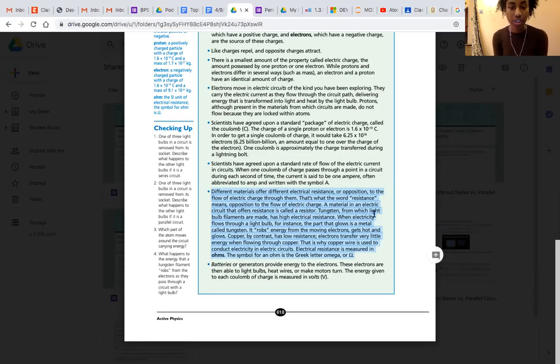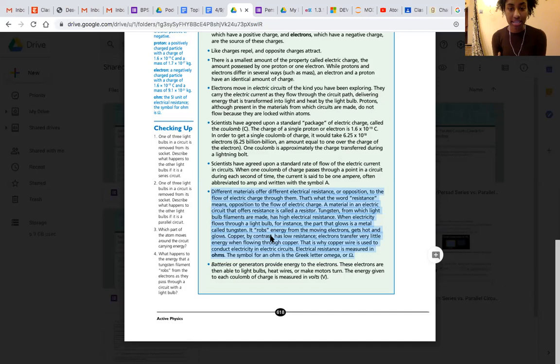Tungsten, from which light bulb filaments are made, has high electrical resistance. When electricity flows through a light bulb, for instance, the part that glows is a metal called tungsten. It robs energy from the moving electrons, gets hot, and glows.